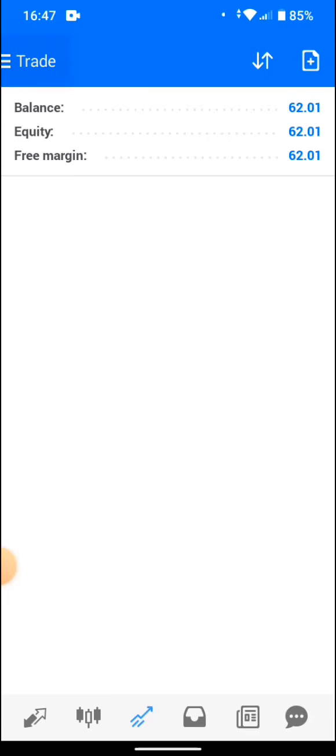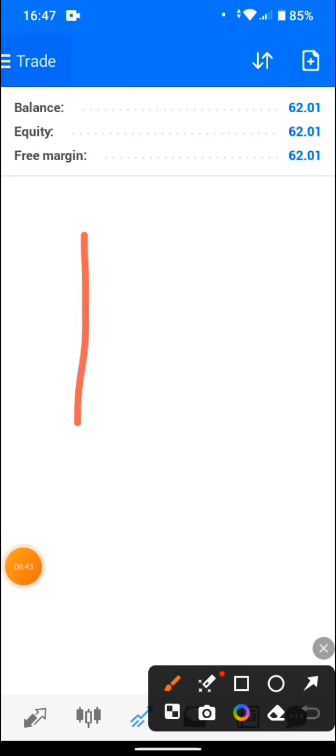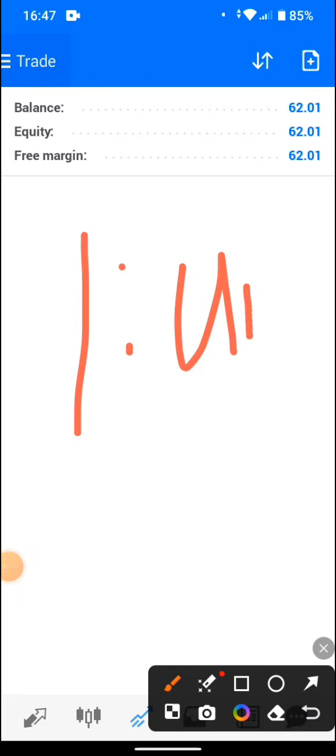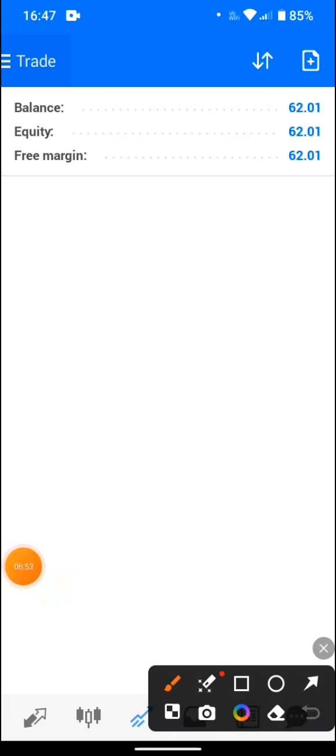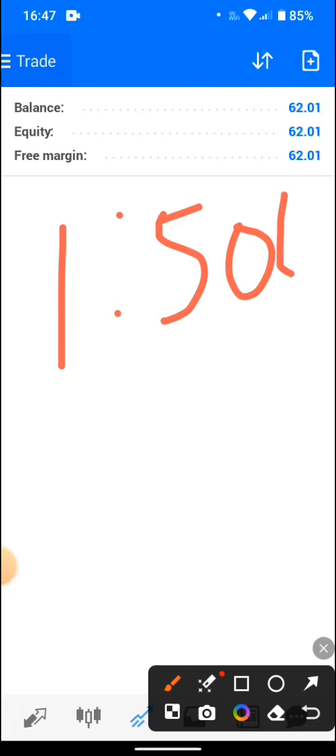Okay, so now let's say you have a $10 account. The mistake beginners try to make is that they want to use very high leverage in the first place. The broker I'm using offers leverage of 1 to unlimited, which is nice, but in other words, it's not nice. The leverage that I will recommend for a $10 account, if you actually know what you're doing, is 1 to 500.